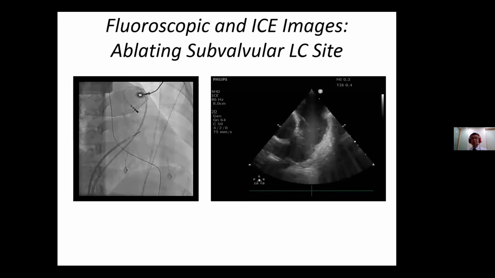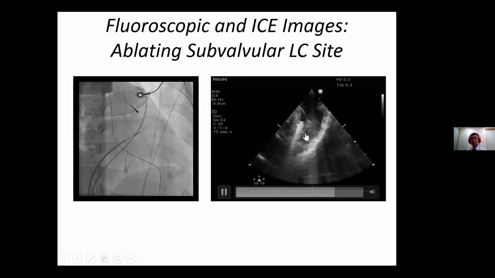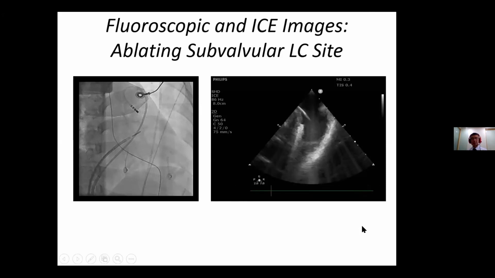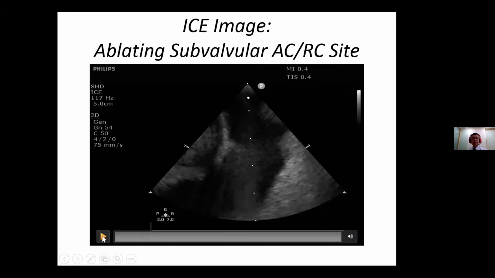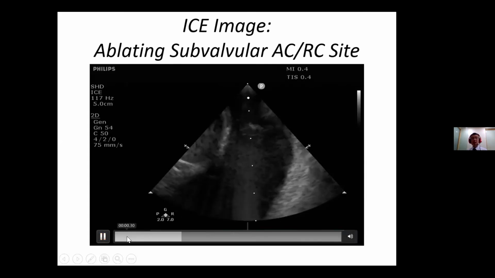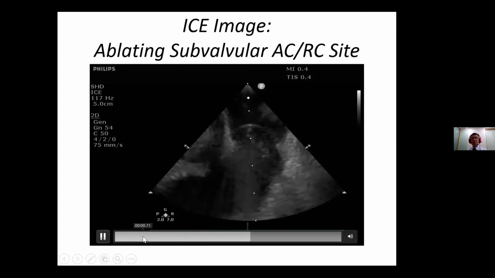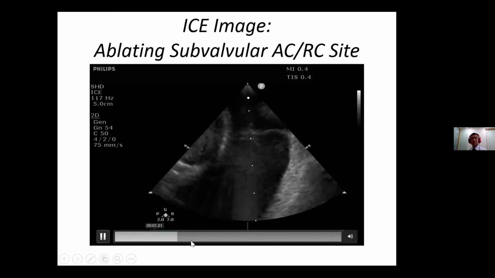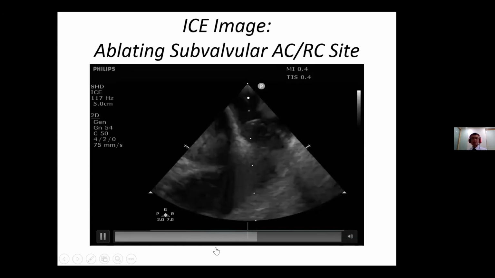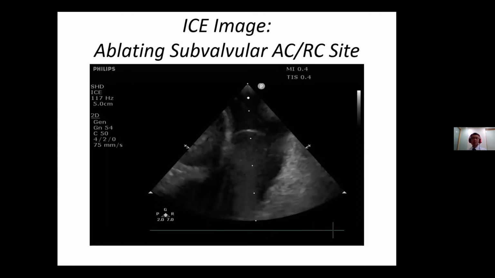So you can see that we ablate below the valve area, the subvalvular area, and this is the LT root. So that is the left side cusp. But after ablating that, there is still some PVC noted. So we try to identify another location near the subvalvular AC and RC side. And finally, we succeeded in ablation. We eliminated the PVC here.